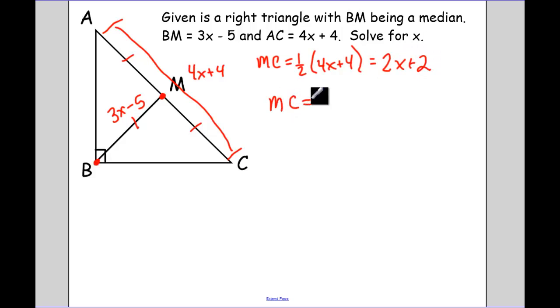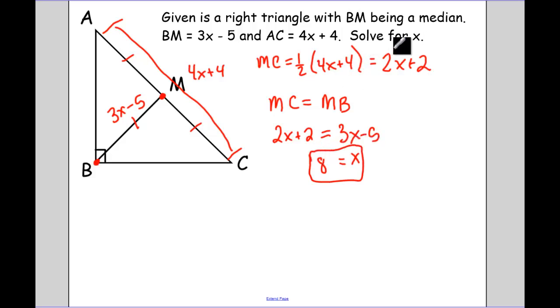MC is equal to BM. So 2x plus 2 is equal to 3x minus 5. If I subtract the 2x over, I get x. If I add the 5 over, we get 8. I needed to solve for x, and x equals 8 then.